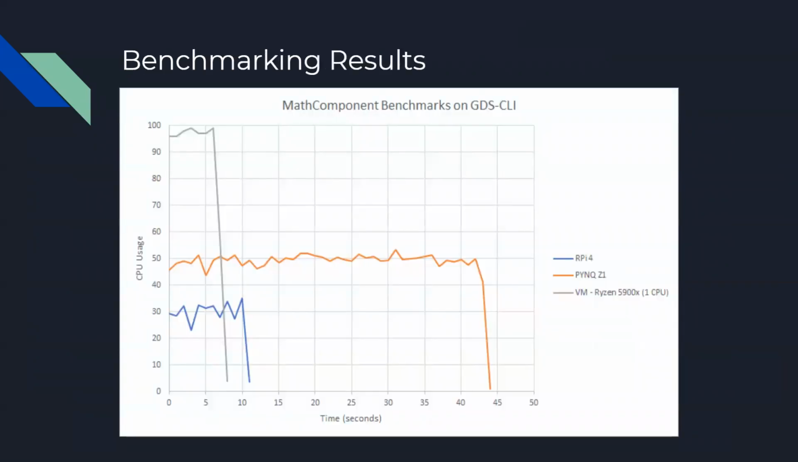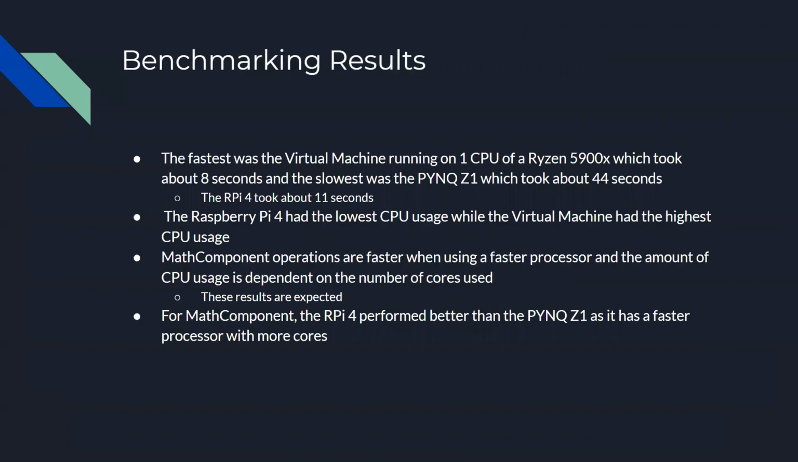Seen here are the results that we got. In blue, you can see the Raspberry Pi 4. In orange, you can see the performance of the Pink Z1. And in gray, you can see the performance of the virtual machine, which ran the Ryzen 5900X, which we had 1 CPU for. For results, we found that the fastest was the virtual machine, which again was running on 1 CPU of the Ryzen 5900X, and this took about 8 seconds.